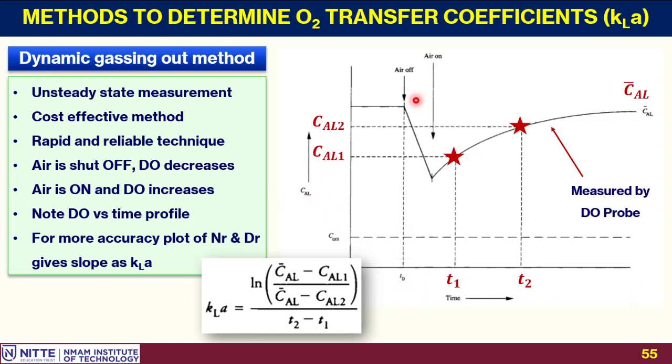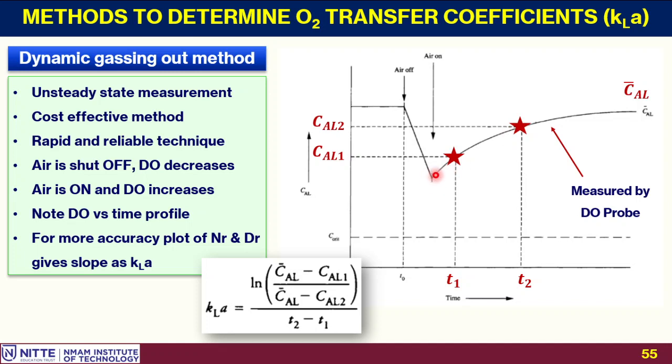At t0, you will stop the air, so the concentration will go down. Because microbes are there, they will be consuming the oxygen, but there is no supply of oxygen. The bulk liquid already has a lot of oxygen available in the beginning. That gets consumed, but there is no input. That means the concentration in the bulk liquid keeps decreasing. At one particular time, you will switch on the air.